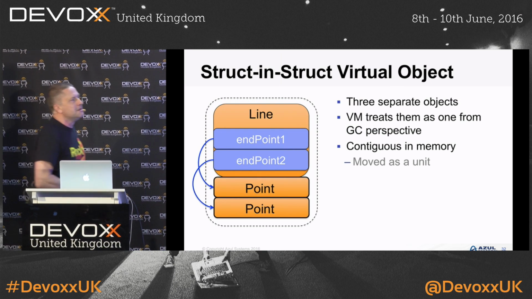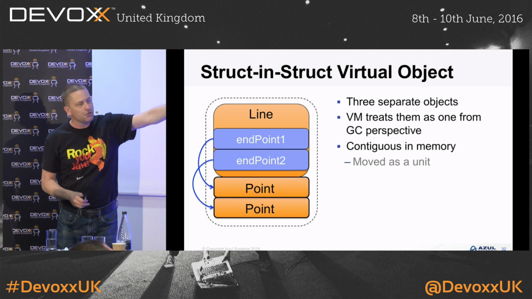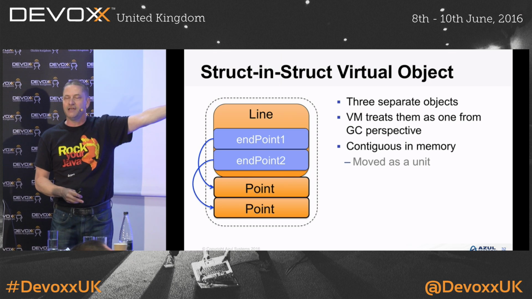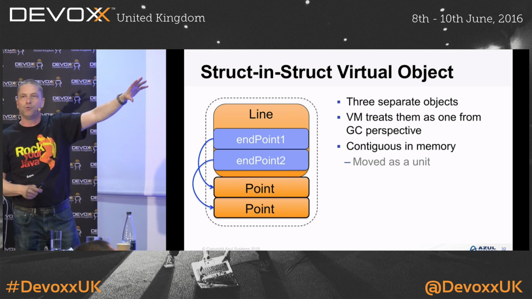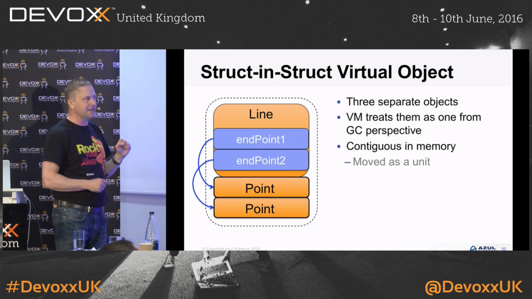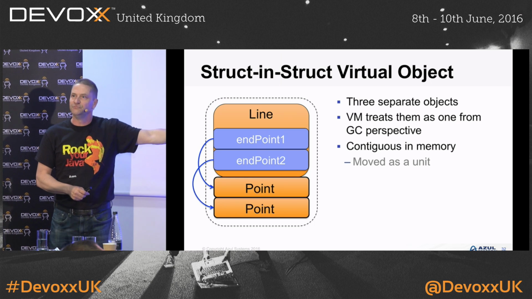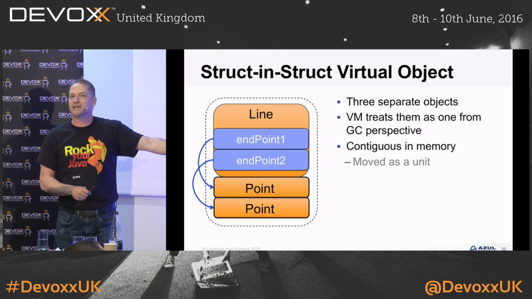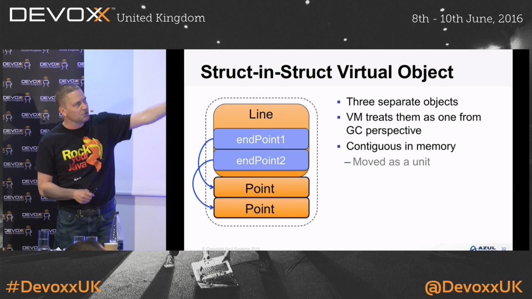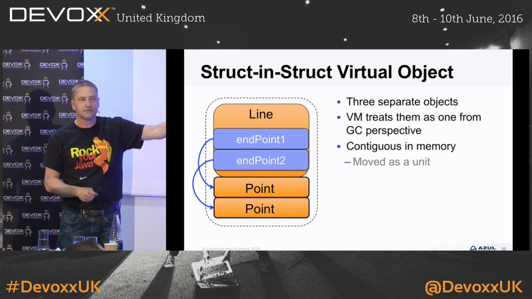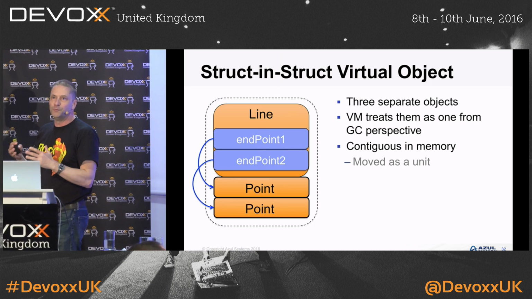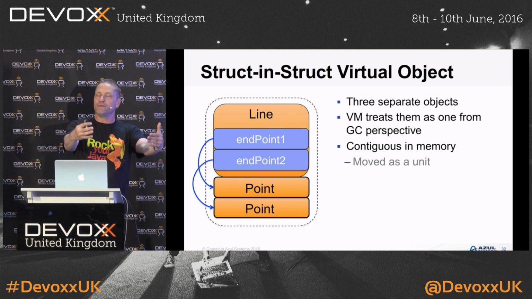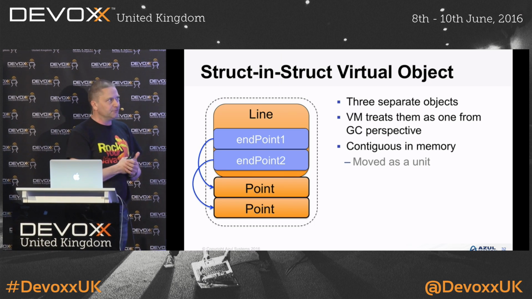So this is what it looks like. We still have our class with two endpoint references, but now rather than just pointing off to somewhere randomly, well, not randomly, but two points that are distributed somewhere in our heap, we get the virtual machine to allocate the memory and place it directly next to the line object. So we've still got our references to point and point. They're still outside of the line object, but we can treat it all as a single unit of data. And then as we need to move it around, we can move it around as one unit of data.